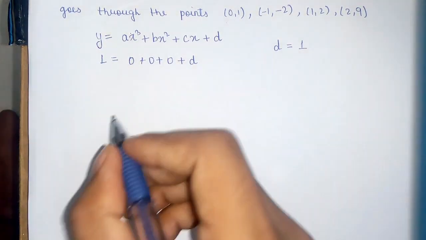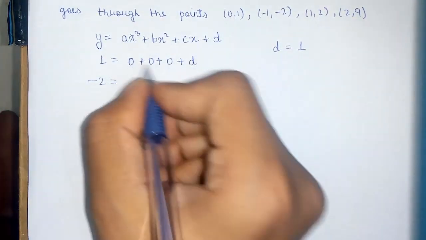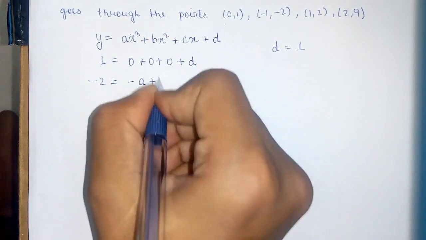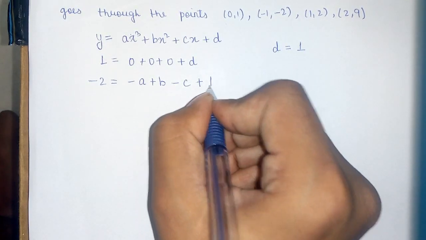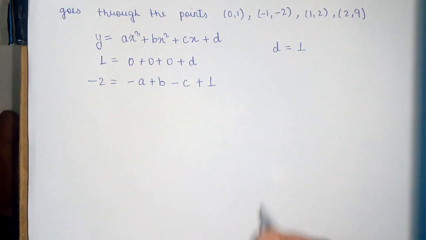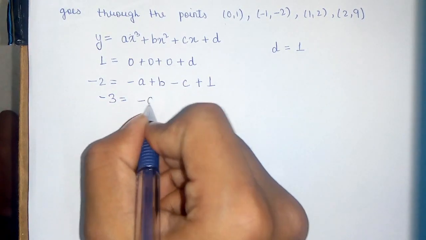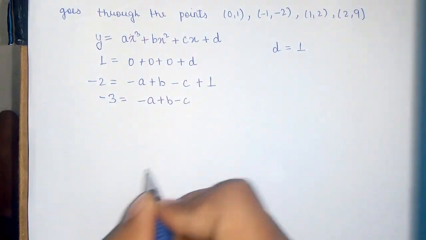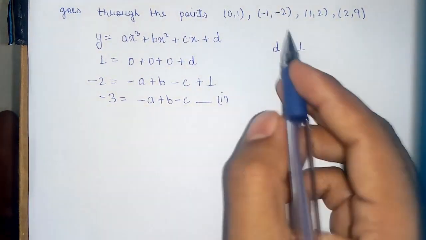Let's put minus 1, minus 2 here. So minus 2 equals minus a plus b minus c plus d, which is 1, or minus 3 equals minus a plus b minus c. Let's say this is equation 1.